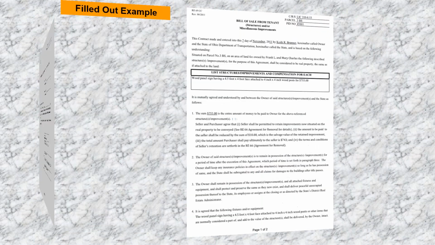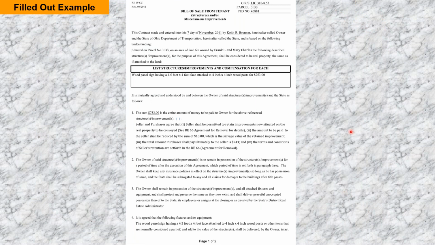Okay, here is a filled out example of an RE69 CC. The name, date, parcel number, a brief description of what the item is, and the amount. And then when I talked about the AGO insert, this is what I was referencing. So if we have owner retention, in this case, the tenant owner of an improvement decided that they wanted to retain it. If the district grants that request, we'll talk about that a little bit more, you would need to insert this retention language into this section here. We'll talk about that a little bit more later.